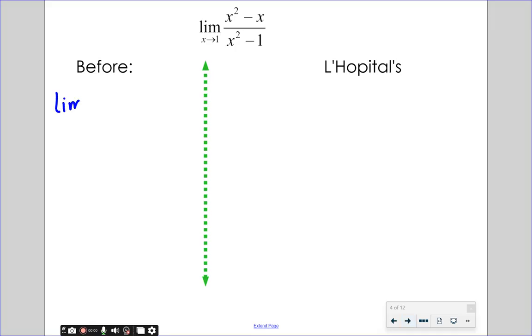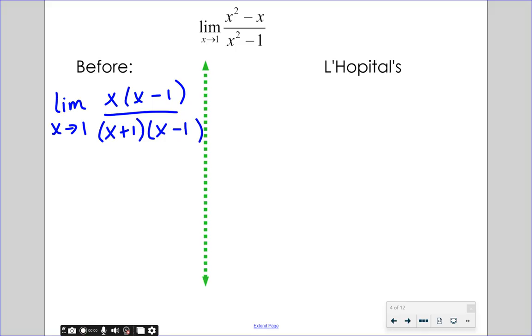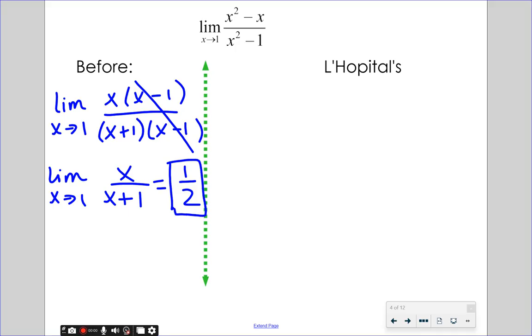Okay, so limit as x approaches 1 of x times (x minus 1) over (x minus 1)(x plus 1). What do we notice? Cancel the x minus 1s. So now I just have x over x plus 1. Can we plug in 1 now and get an answer? Yes, and what do we get? 1/2. This is always a valid method still. I don't think that was too bad. I don't think that was too long to do.